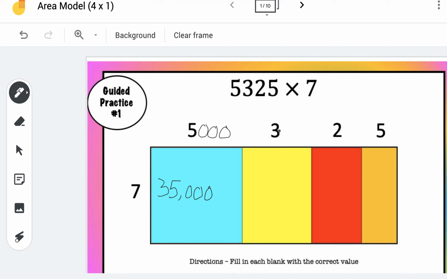Now the 3, that's the number of hundreds. So this is really 300. And 300 times 7 is 2,100.